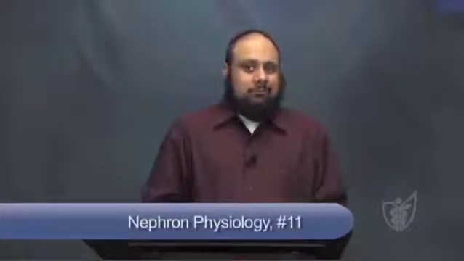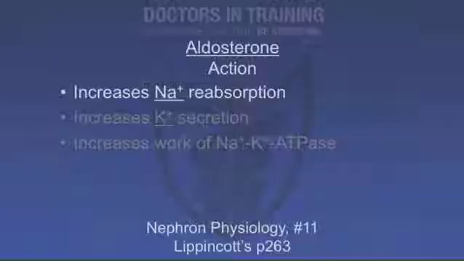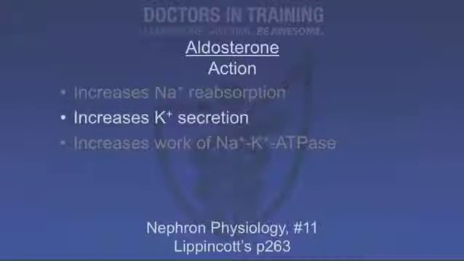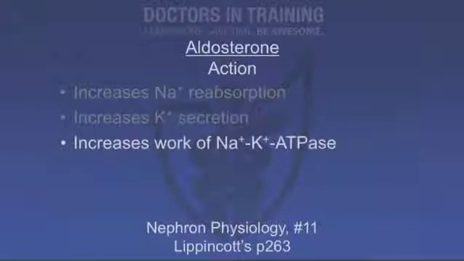Now, in the collecting tubule, there's a little bit of specific importance that we place on aldosterone and antidiuretic hormone. Both of these agents act specifically in this site. Now, aldosterone is going to work via receptors in the principal cell to increase sodium reabsorption and potassium secretion. It's also going to work to increase the work of the sodium-potassium ATPase pumps to pump sodium into the interstitium and potassium back into the cell. This is going to be particularly important later on in the lecture as well.